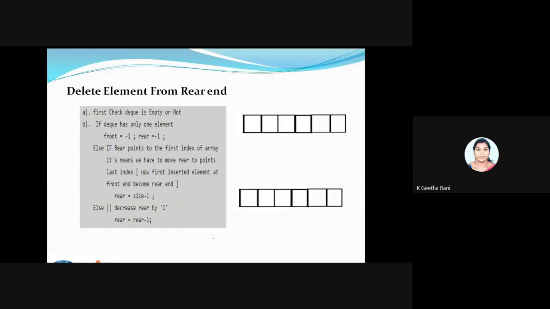Next we'll see deleting an element from the rear end. This is also a new concept for our deque. So how do we delete an element at the rear end? I will take the same thing. For deleting, we have to check whether the queue is empty or not, because we can't dequeue an element from an empty queue, so it's going to give an error. So the first thing is to check whether the queue is empty or not.